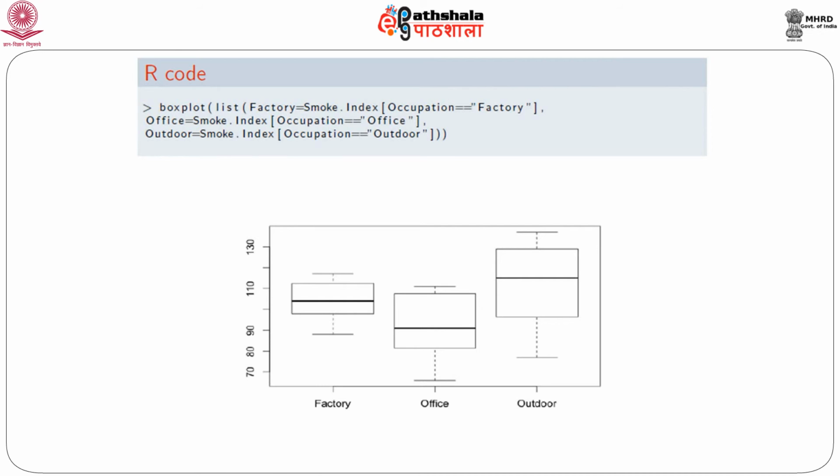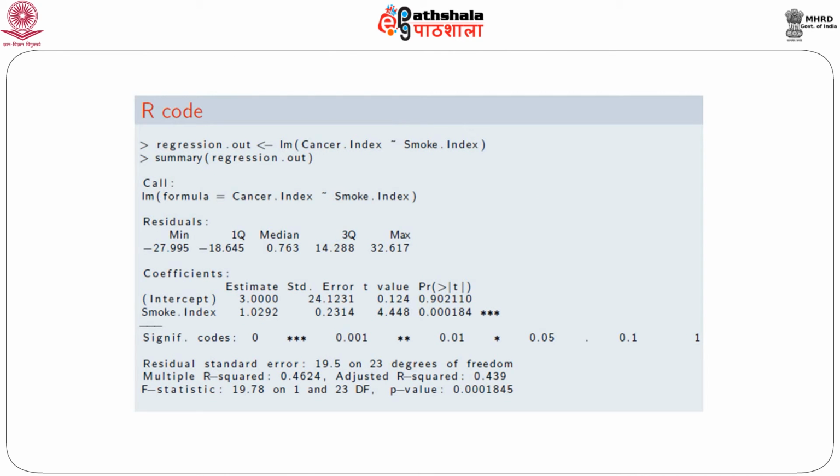Now, after looking at the box plots, we would like to move on to fitting the regression model. So, here is the R code for fitting a regression model using the lm function. Here we have fitted a linear relationship between cancer index and smoke index. Cancer here is the response and smoke index is our predictor variable.